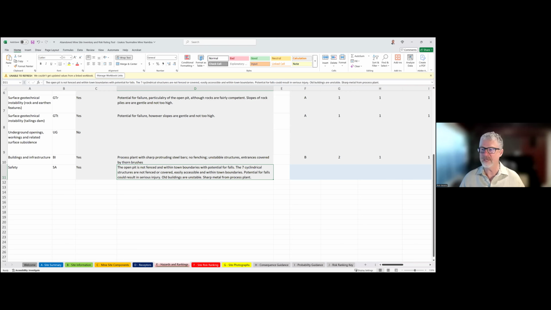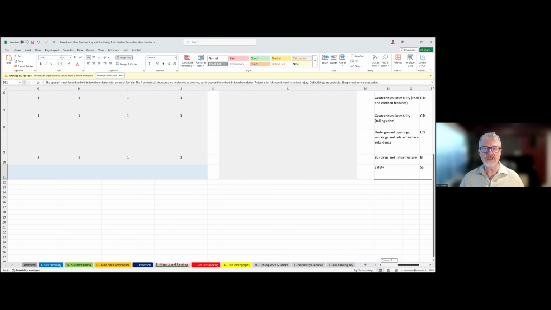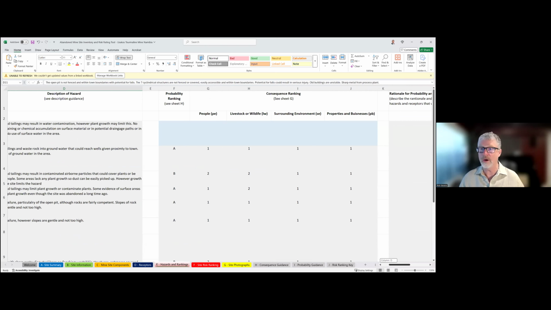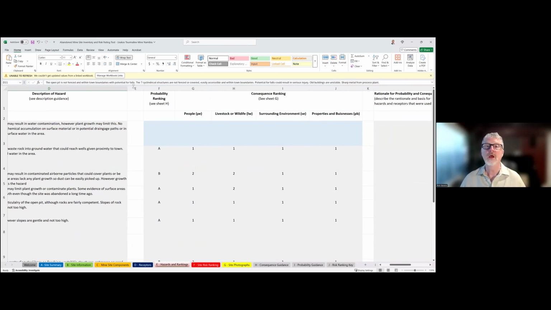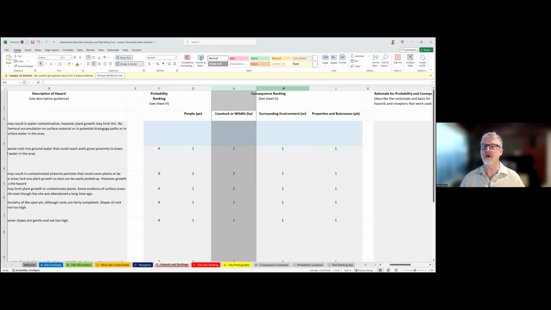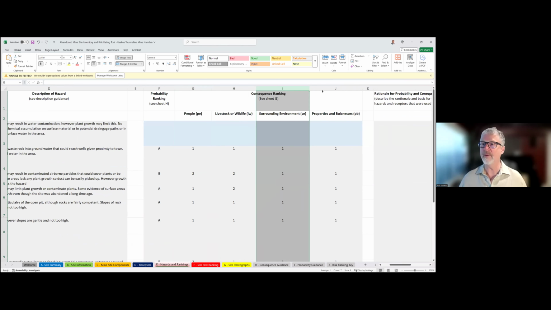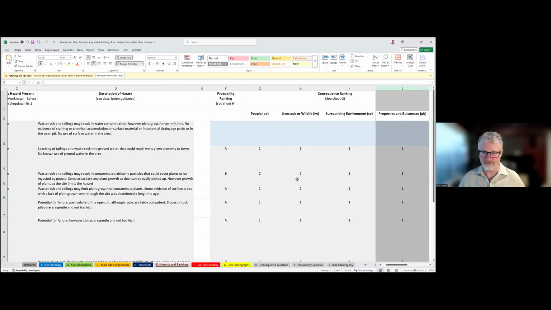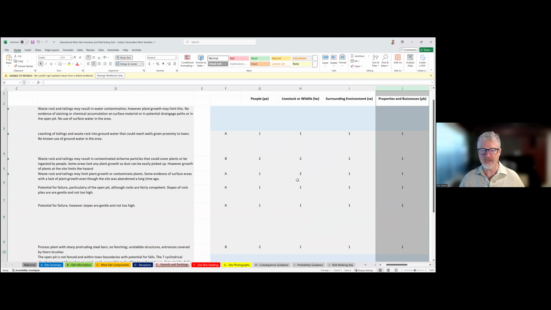So there's a number of potential safety hazards at the site. All right, so once each of those hazards are identified, this is now where we're doing our risk assessment. We're identifying the probabilities in column F, and then the consequences to the 4 receptors in the next column. So the consequences to people, livestock and wildlife, surrounding environment, and properties and businesses. Now, I've already filled out some of this, as you can see here.